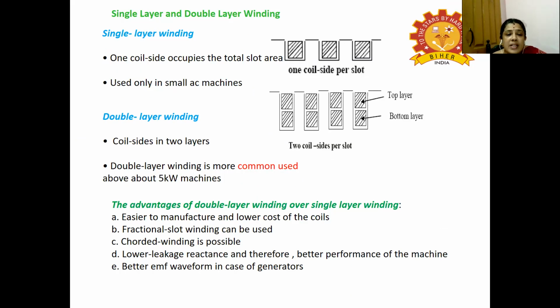In single layer winding, one coil side occupies the total slot area, one coil side per slot, usually used only in small AC machines. In double layer winding, coil sides are in two layers, top layer and bottom layer. Double layer windings are more commonly used in machines above 5 kilowatt. The advantages of a double layer winding over single layer winding are that it is easier to manufacture, the cost of the coils is low, fractional slot winding can be used, chorded winding is possible, low leakage reactance and therefore better performance of the machine, and better EMF waveform in case of generators.